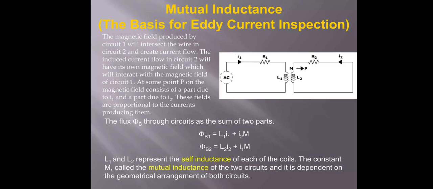Mutual inductance, the basis for eddy current inspection. The magnetic field produced by circuit 1 will intersect the wire in circuit 2 and create current flow. The induced current flow in circuit 2 will have its own magnetic field which will interact with the magnetic field of circuit 1. At some point the magnetic field consists of a part due to current 1 and a part due to current 2. These fields are proportional to the currents producing them. The following is the formula for the sum of the two parts.